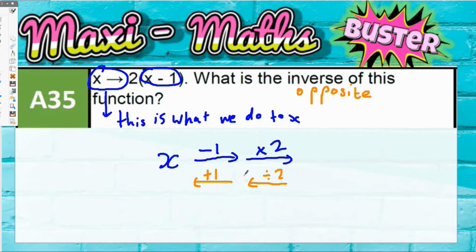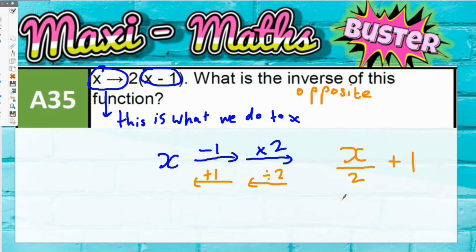And then you say, well, if the forwards function of x was minus one times two, the reverse function of x is start with x and then do the reverse of it. So start with x and then divide by two and then add one. And that is basically your answer.